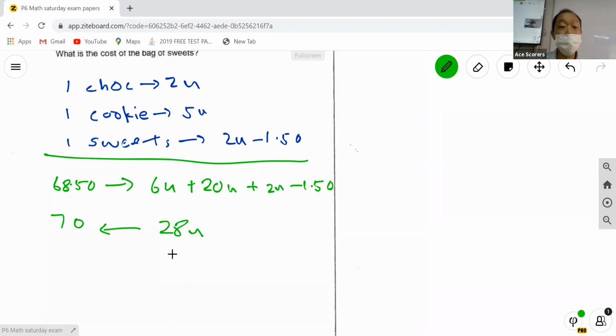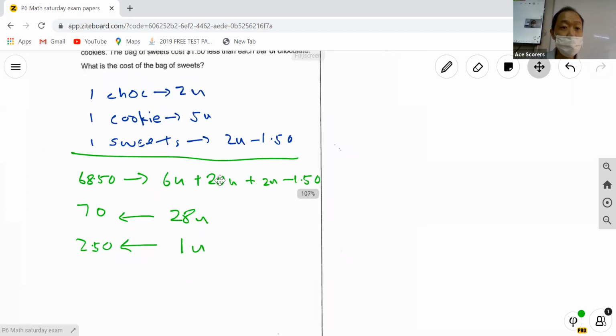All right, and 1 unit is 250. Just so nice. Yeah? 70 divided by... Oh, so nice. $2.50. So 1 unit is $2.50, and you know that you're on the right track because you get such nice numbers. So what's the cost of sweets?